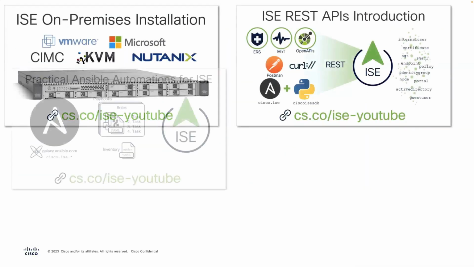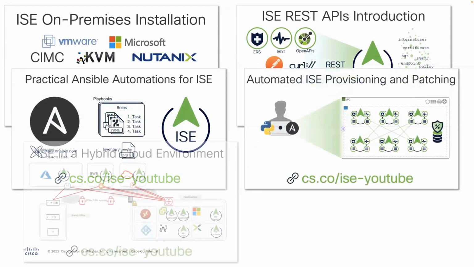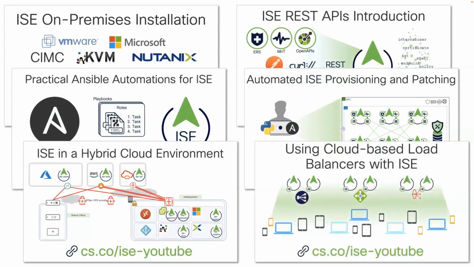So here's some of the cool webinars that Charlie and I have done in the past, including his on-premises installation with that ZTP we were just talking about. We've covered REST, we've covered automated provisioning. Charlie always likes to one-up me. I could do these small one node things, and he goes and does hybrid multi-cloud deployments and load balancers and all kinds of crazy stuff.